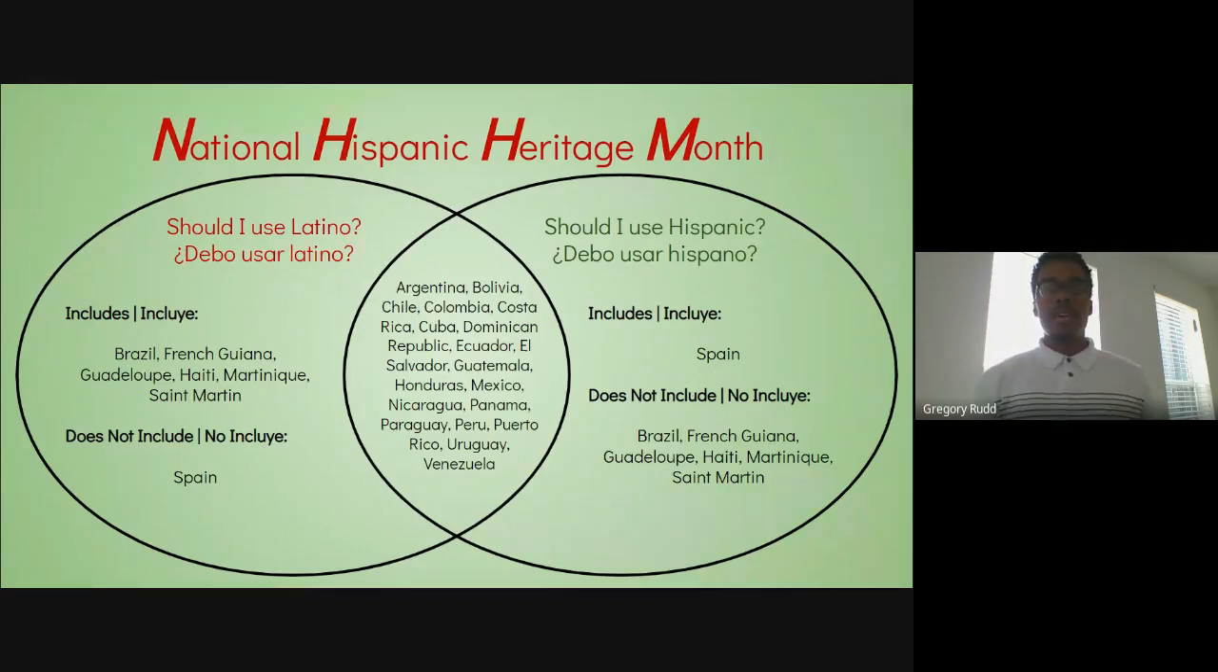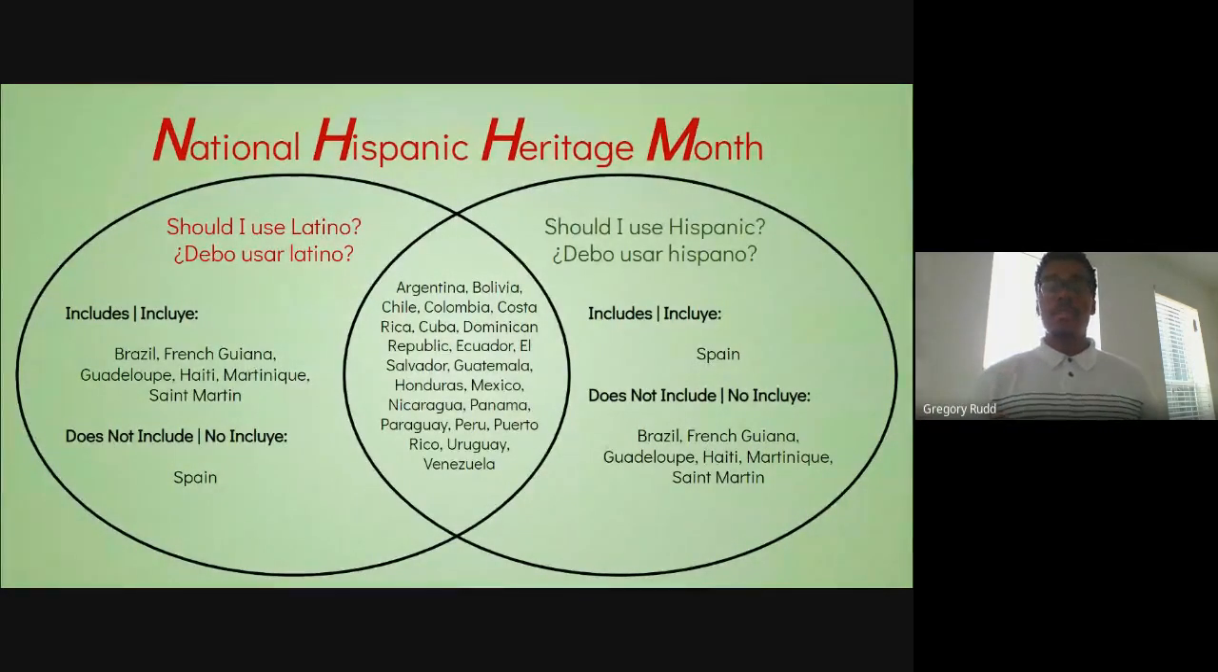For example, Latino is a phrase that talks specifically about people who are from Central and South America. So it does not include people from Spain. And then on the other hand, Hispanic is a word that describes people who are Spanish speaking or who are descended from Spanish speaking people. So it includes Spain, but it does not include Brazil, where the majority of people are descended from Portuguese speaking people and they speak Portuguese.